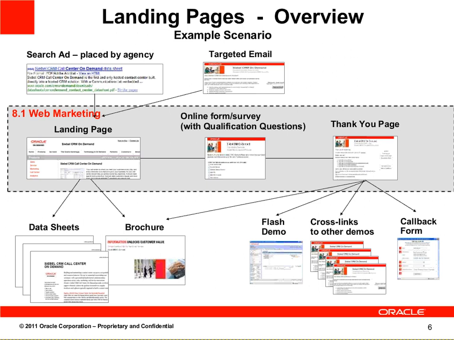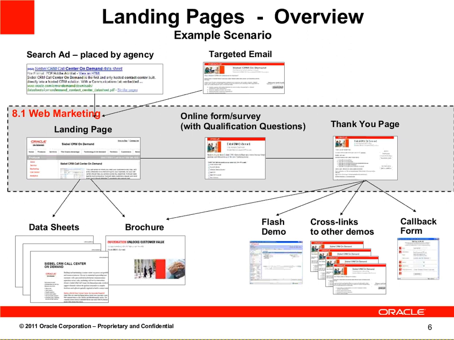Okay, let's start by defining a landing page. A landing page is basically an HTML page that a customer can navigate to as a response to a marketing campaign. In an example scenario, you create a marketing campaign, you send some emails with a link to a page. We call it a landing page. The customers click on the link, and they navigate to the landing page.